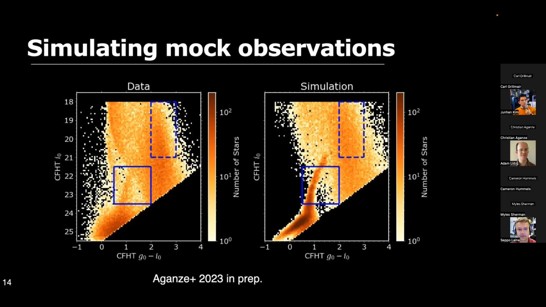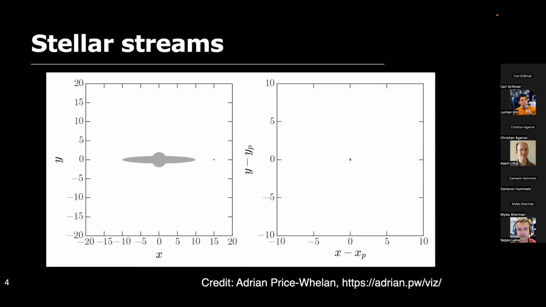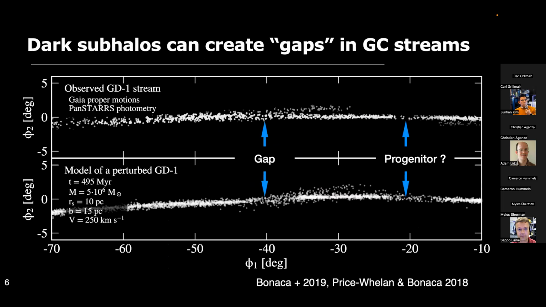Actually, yeah. So in the beginning, I started with this picture from Bonaca and Adrian Price-Whelan. This is from Gaia. So they looked at this stream called GD-1, and they could reproduce this. The gap you see here could only be reproduced by a subhalo encounter, because the orbit of the stream suggests there are no GMCs or anything that actually disrupted it.